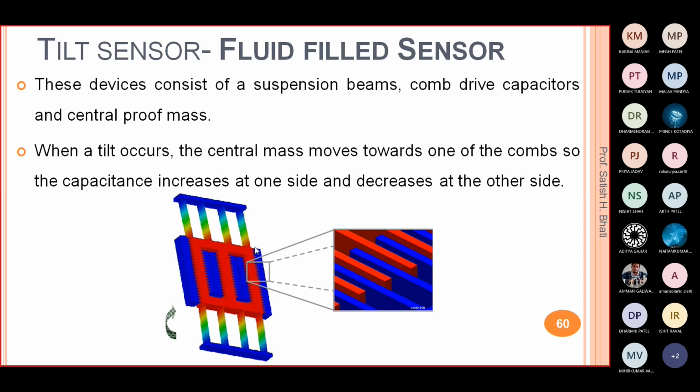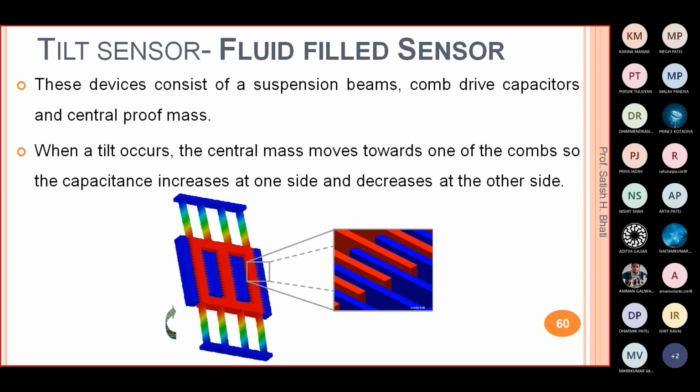When the sensor tilts, the central mass moves towards one of the combs, so the capacitance increases on one side and decreases on the other side, and based on that it will generate a signal which you will map to the angle of tilt, right? So here mass means some fluid or some material, right?